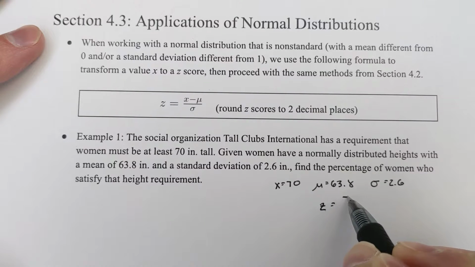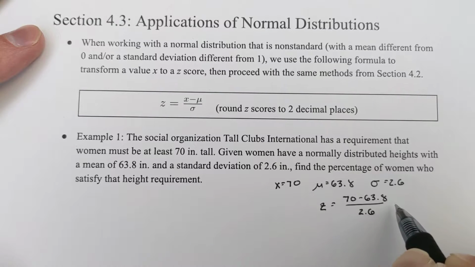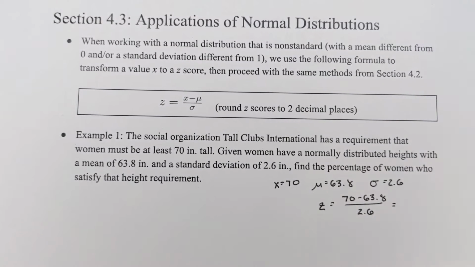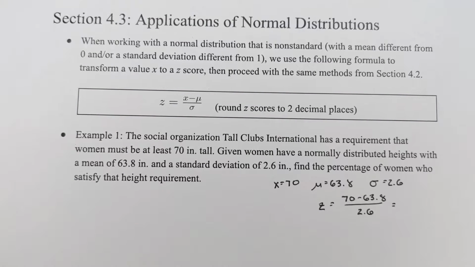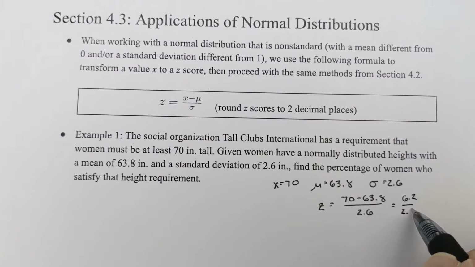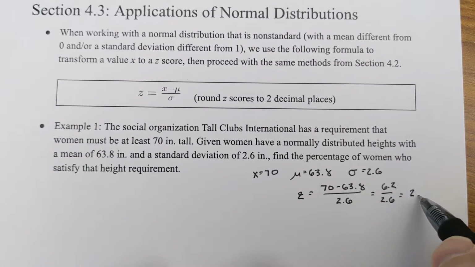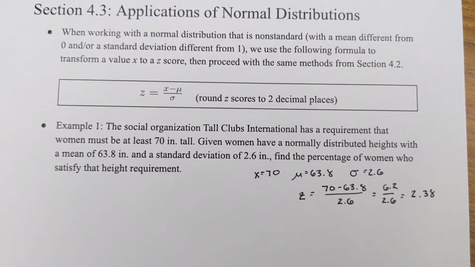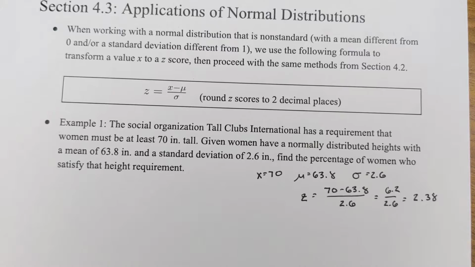So the z-score is equal to the value I'm looking at minus the average, divided by the standard deviation. I'm going to round that to 2 decimal places. So that's 70 minus 63.8, which is 6.2, and then we divide that by 2.6. Rounded to 2 places, 2.38 is my z-score. So they have to be taller than that. 2.38 is a positive z-score.